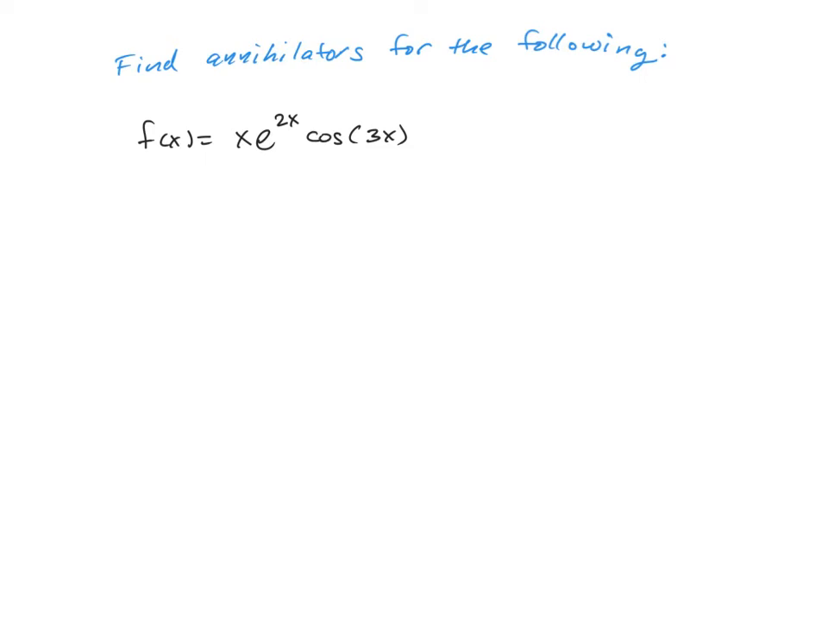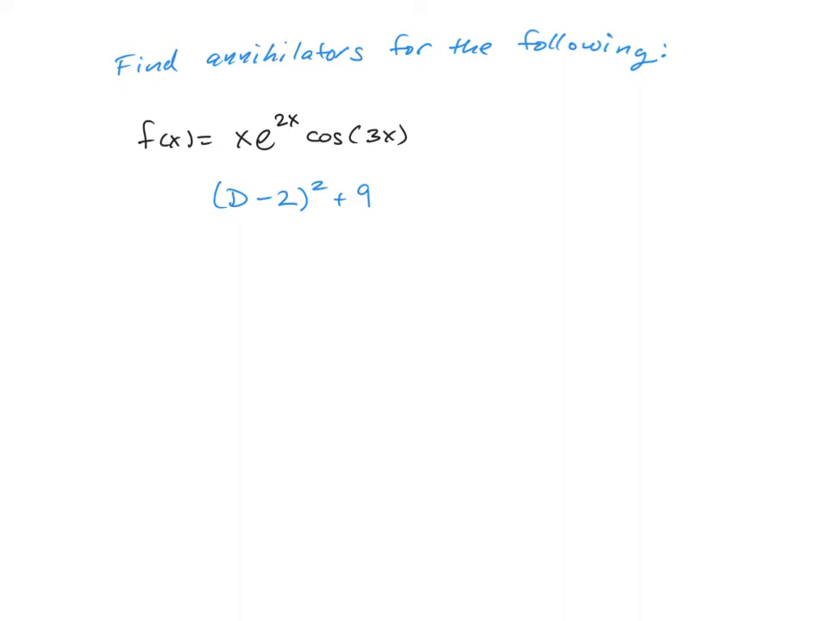And we know that D minus 2 annihilates the e to the 2x. But then, because we have a complex number, we know we have to square and add. And then we know it's going to be plus 9 to annihilate that cosine of 3x. So these two components will annihilate the e to the 2x and the cosine of 3x.